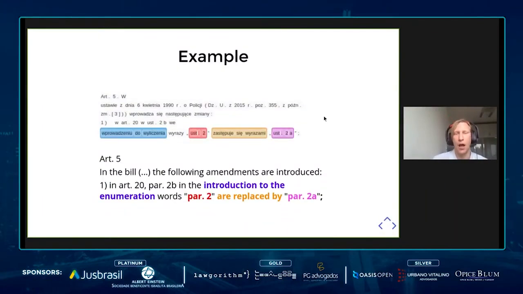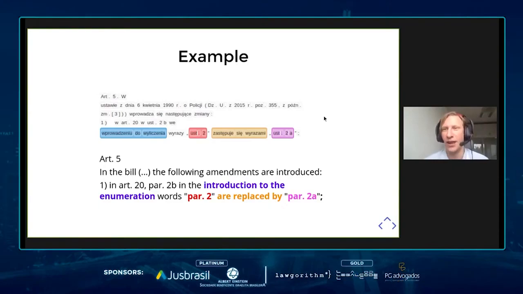Here you have an example of an amendment definition in the bill. The following amendments are introduced. For instance, in Article 20, paragraph 2b, in the introduction to the enumeration, the words paragraph 2 are replaced by paragraph 2a. These are the amendments we have in Poland. And you can see that we have some specific items here or entities. For instance, the location of the amendment, the identification of the old content of the provision, the new content of the provision, as well as the type of amendment.